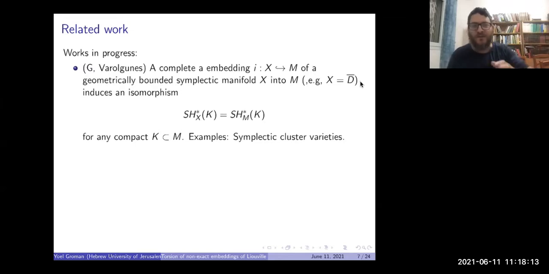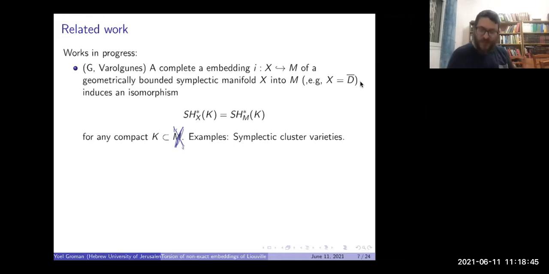and this is now formulated in terms of arbitrary, whenever you have a compact manifold inside some, actually this should say K inside X, so whenever you have a compact manifold, you can define its local SH. The claim is that local SH relative to each one of these is the same, provided you have this complete embedding. And the example that we are considering is mainly symplectic cluster varieties.